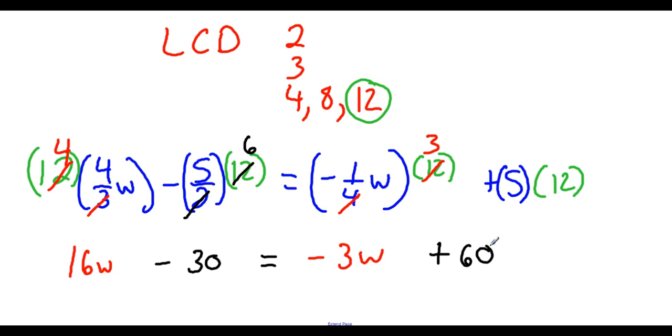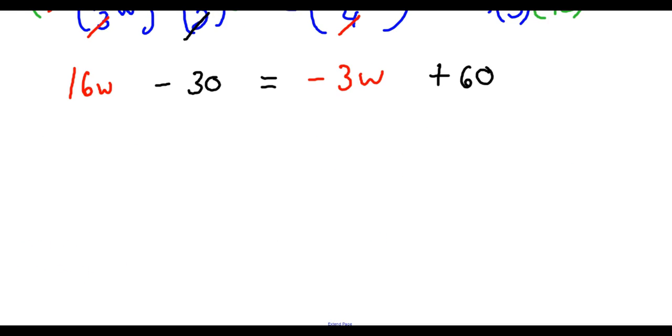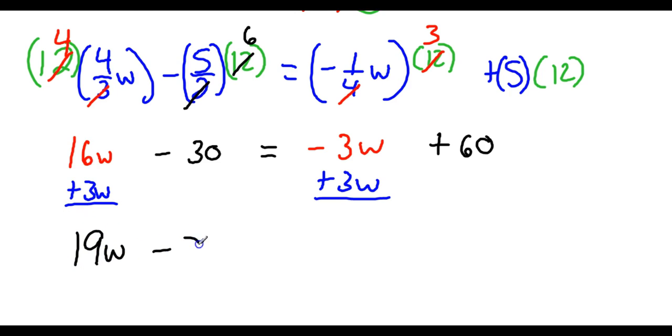So once you've got the least common denominator, multiply through to get rid of all the fractions. That way it's whole numbers, and everybody would much rather work with whole numbers than with decimals and fractions. So now we've got a problem that's hopefully a little bit easier to work through. Because once you're here, we've got the negative 3W, so let's get rid of that one. Let's add 3W to both sides. So that would be 19W minus 30 equal to 60.